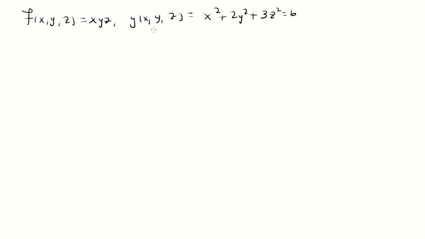Let's find the maximum and minimum of f(x,y,z) = xyz with our constraint being x² + 2y² + 3z² = 6. For this, we're going to use Lagrange multipliers. So we want the gradient of f to equal lambda times the gradient of g. So we'll list out all the partials.